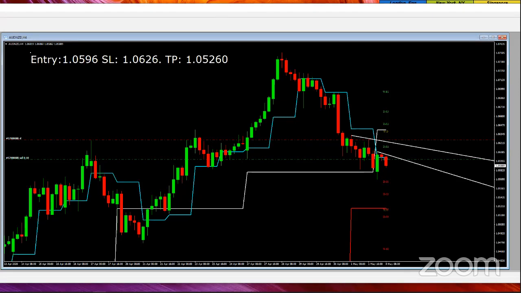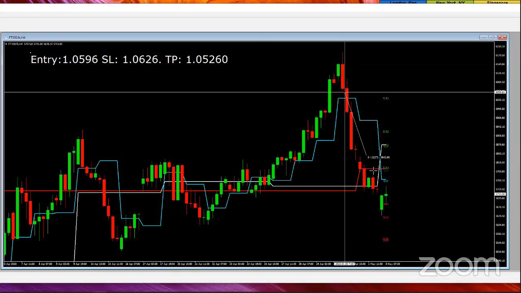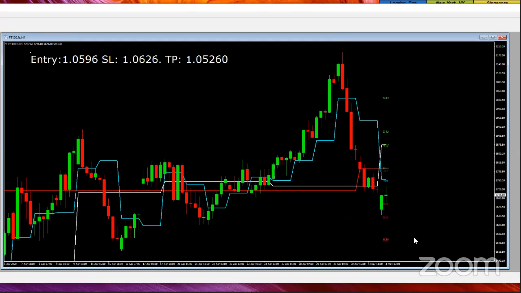Now, FTSE, let me just take these levels off. Everybody knows, well, not everybody that was in the show on Friday, but everybody knows on Friday we had a trade in the FTSE, and the trade was off this 4-hour engulfing bar up here, and it just dropped off the planet. So currently sitting around about 3 to 1 probably.